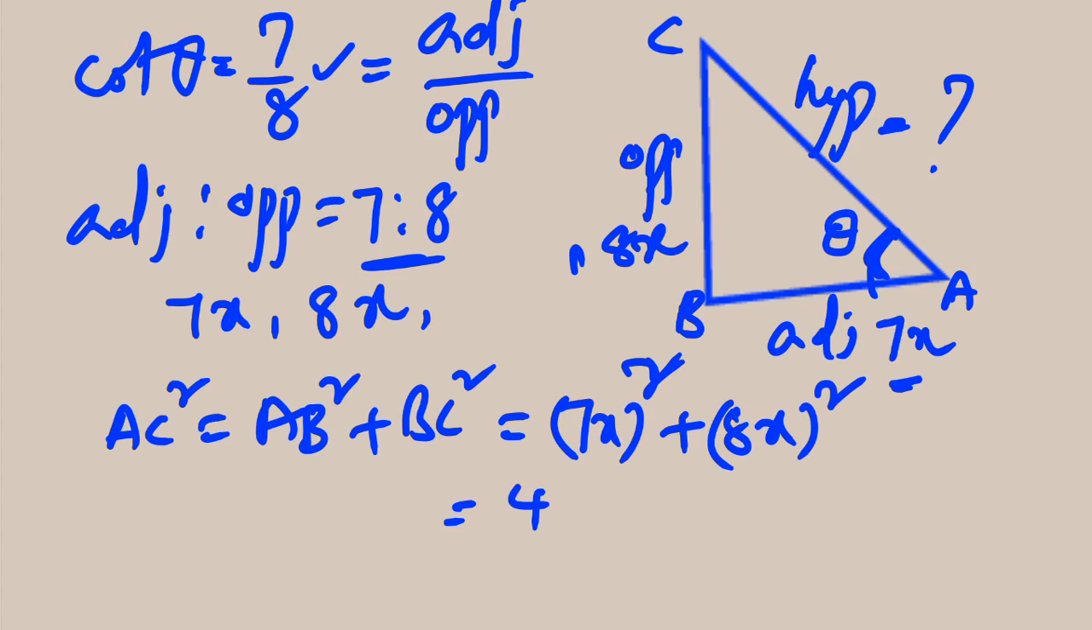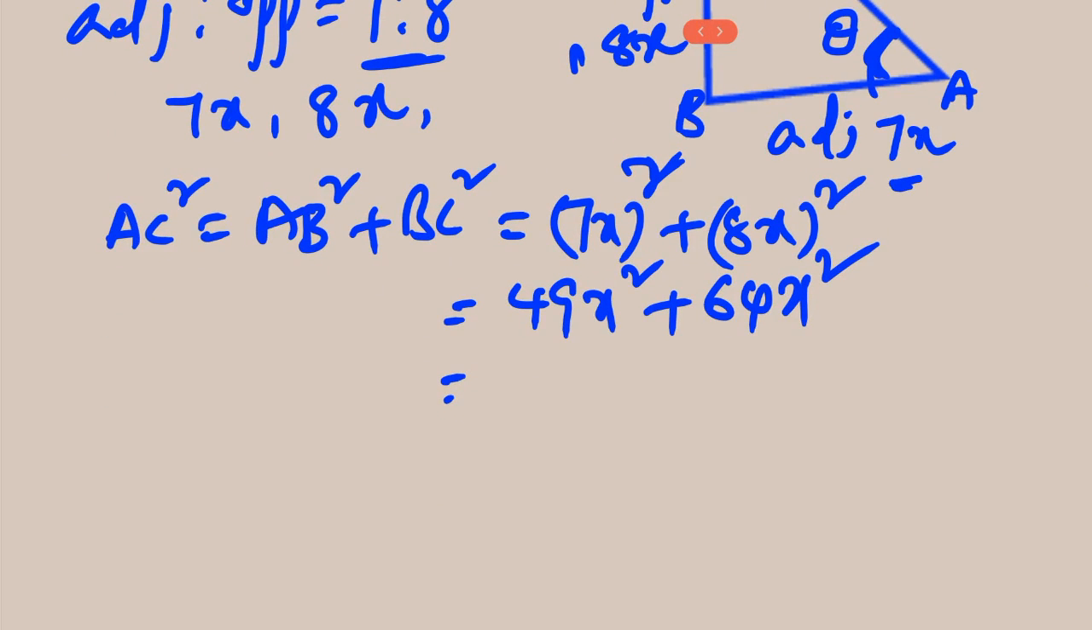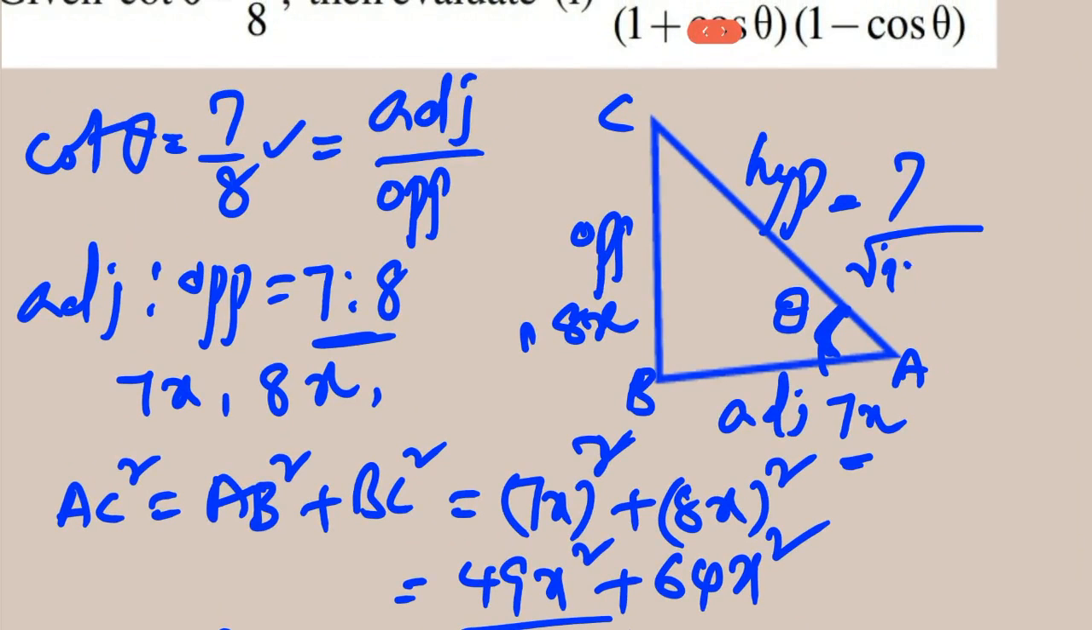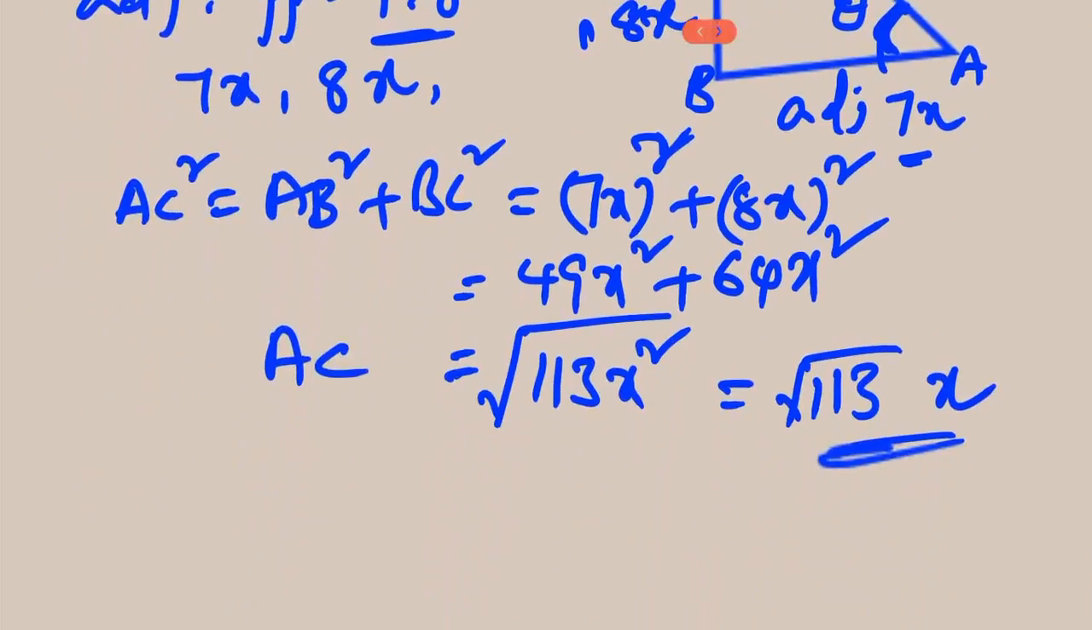Then 7 sevens are 49x square plus 64x square, that is equal to 49 plus 64 is 113x square. So 113x square, but we need AC only. So to get AC, we take the square root. Because 113 is not a perfect square, we get root 113 into x, since x square is already there. So what is AC? AC is root 113x.